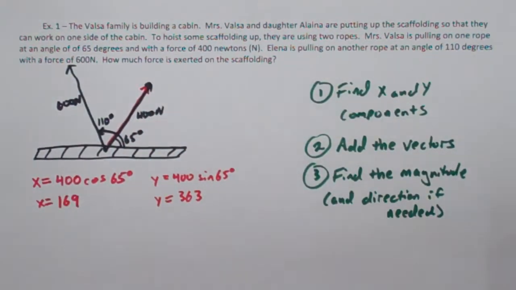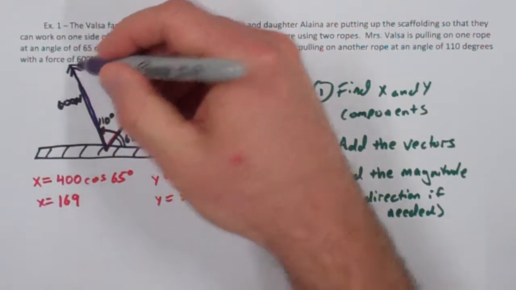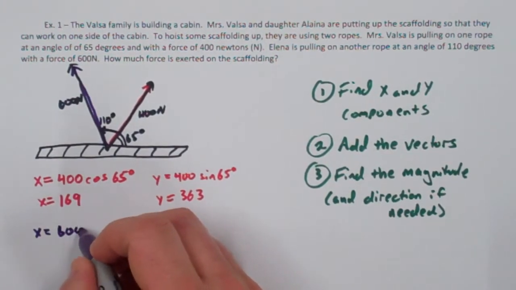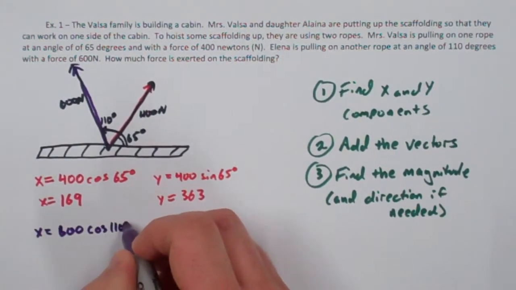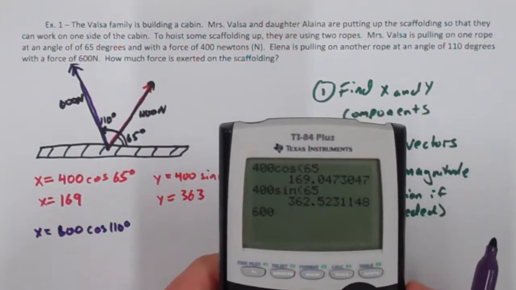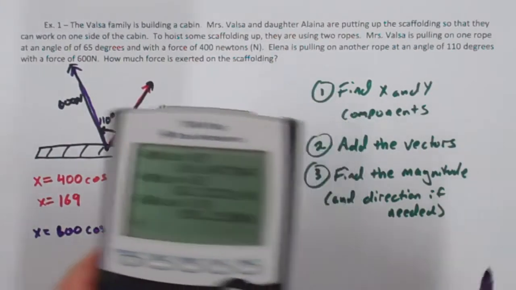And then we'll try the other one here, maybe in, let's do purple. So this vector is going to be in purple. So x is equal to, this time it's 600 times the cosine of 110. So we've got 600 times the cosine of 110. Gives us about negative 205.